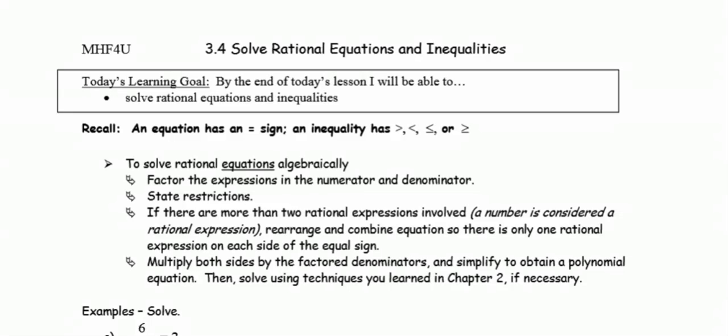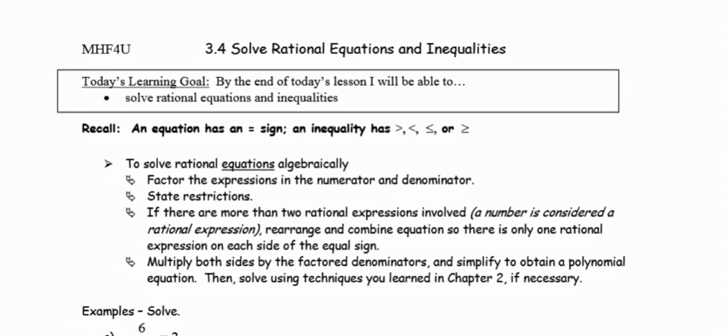Okay, today we're doing 3.4, solve rational equations and inequalities. By the end of today's lesson, you should be able to solve rational equations and inequalities. And the first thing you want to be able to do is distinguish between an equation and an inequality, because when I presented the notion of solving polynomial equations and polynomial inequalities, it was in two separate lessons. Today I'm going to throw it all at you at once.